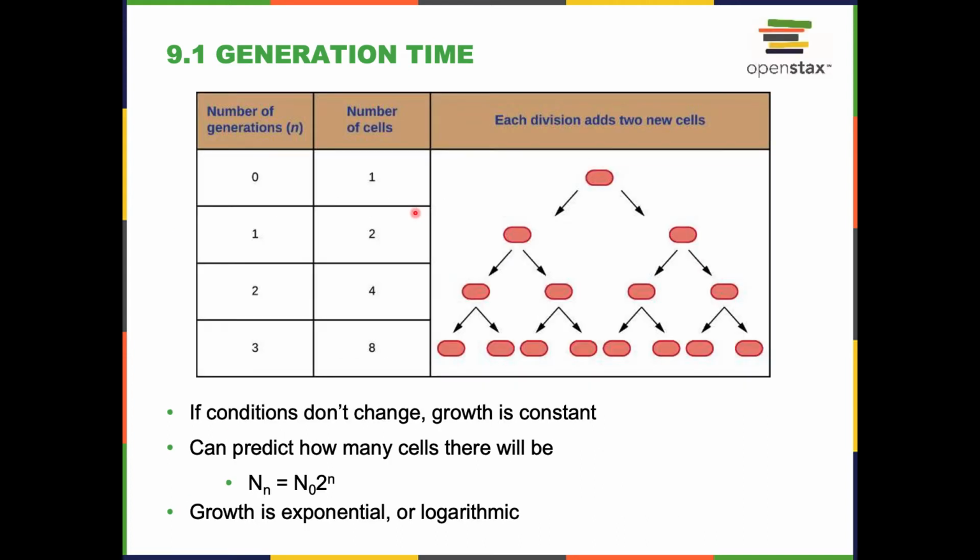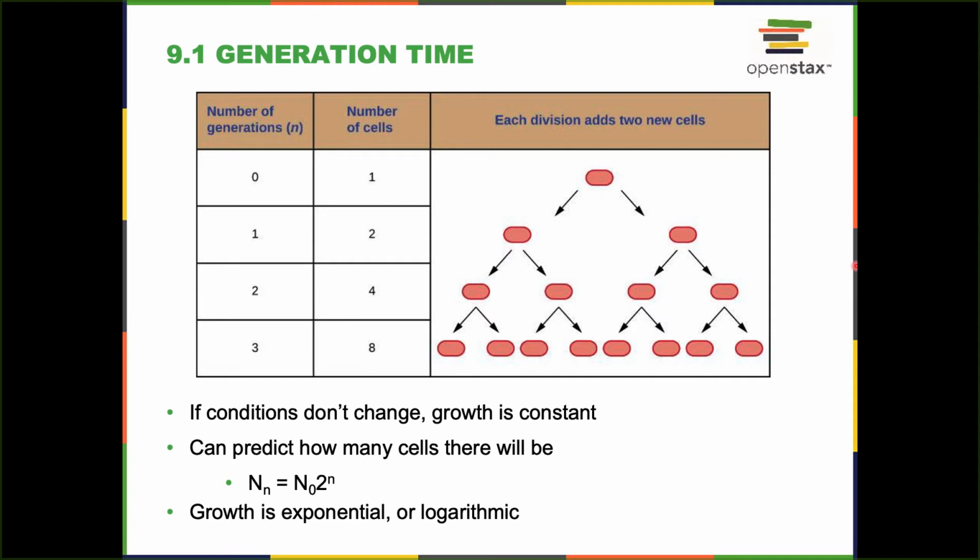Okay, so as long as conditions don't change, growth is going to be constant. Again, 1 becomes 2, 2 becomes 4. This means that you can predict how many cells there are going to be after a certain amount of time. Or if you know how many cells there are now, and you know the doubling time, then you can figure out how many cells there were. So this works both ways.